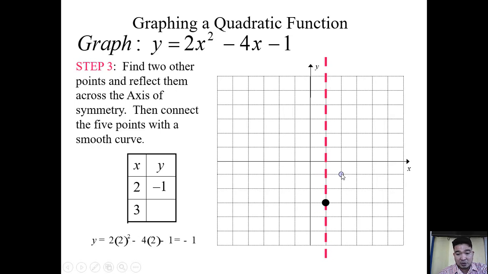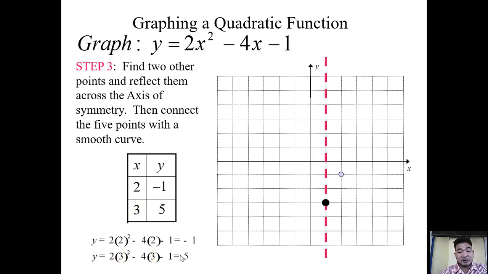So there is 2, negative 1. We substitute 3, so you will have 2 times 3 squared minus 4 times 3 minus 1. We change the value of x to get the value of y. So 3 squared is 9, times 2 is 18, minus 12, since 4 times 3 is 12. So 18 minus 12 is 6, minus 1 is equal to 5. So the value of y is 5 if x is 3.